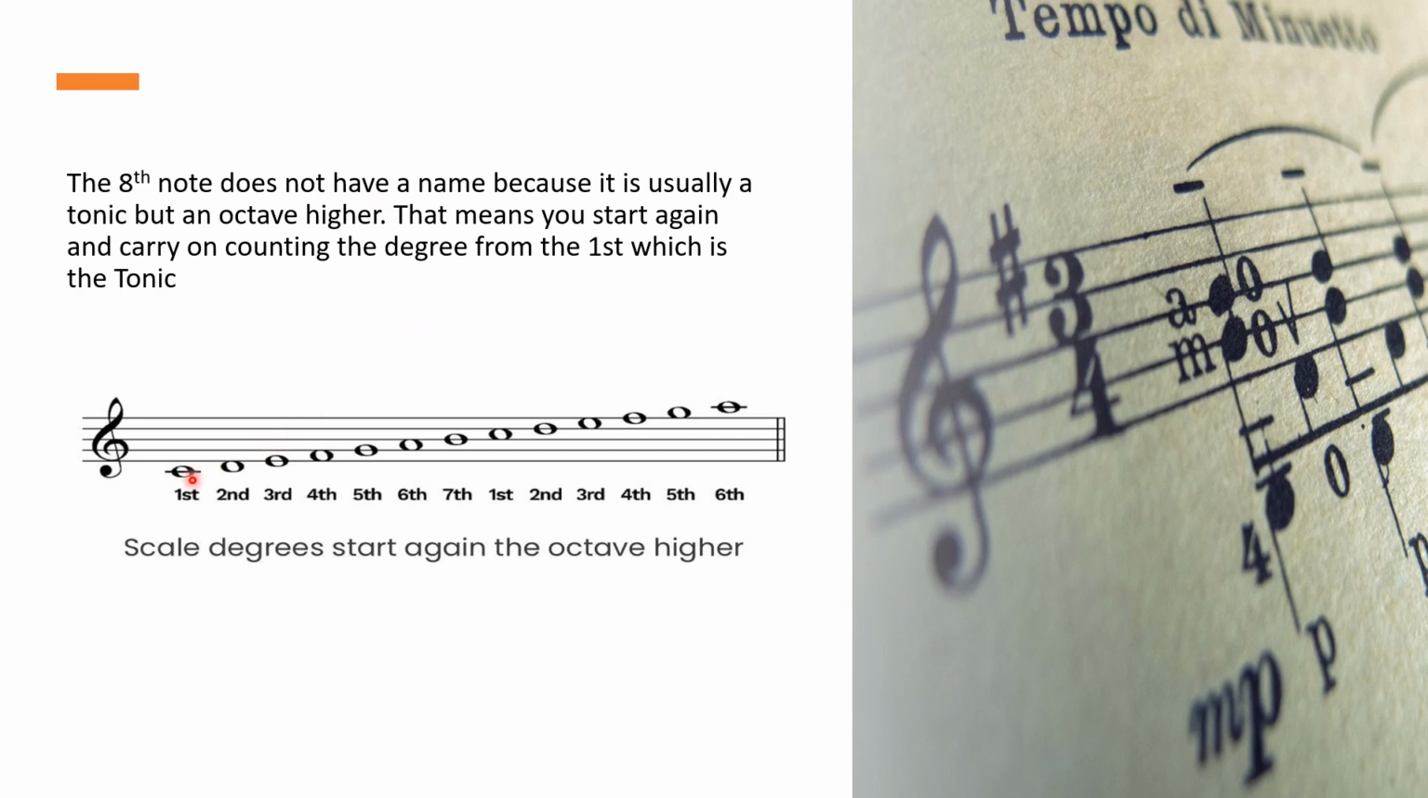So when you're singing or playing a piece, wherever you have the first note, it's still the first note anywhere. It could appear in an octave, but it's still the first note. So from here we have the first, second, third, fourth, fifth, sixth, seventh, and the first note again in a higher octave. Second, third, fourth, fifth, and sixth.